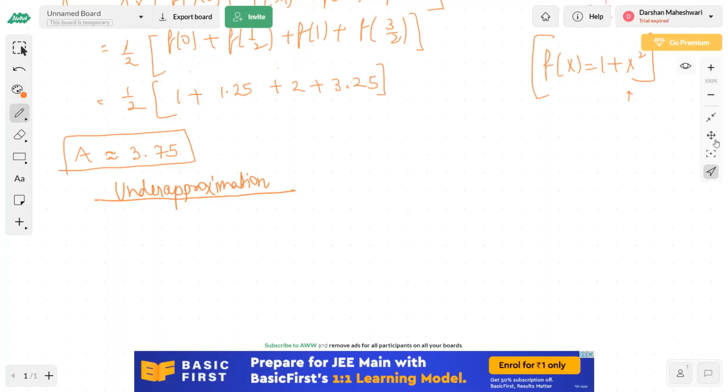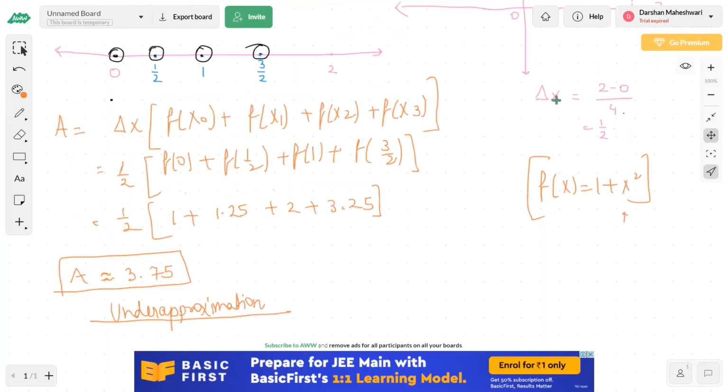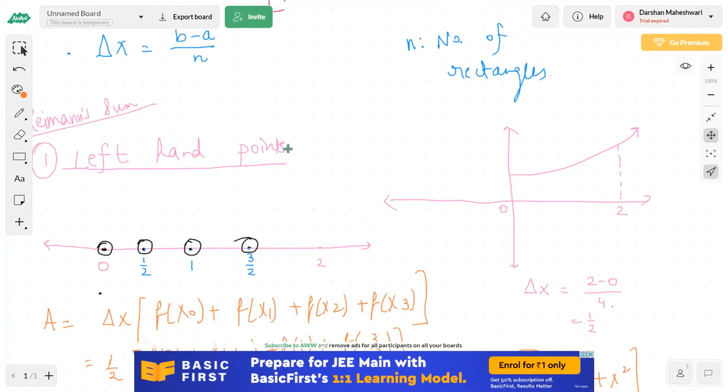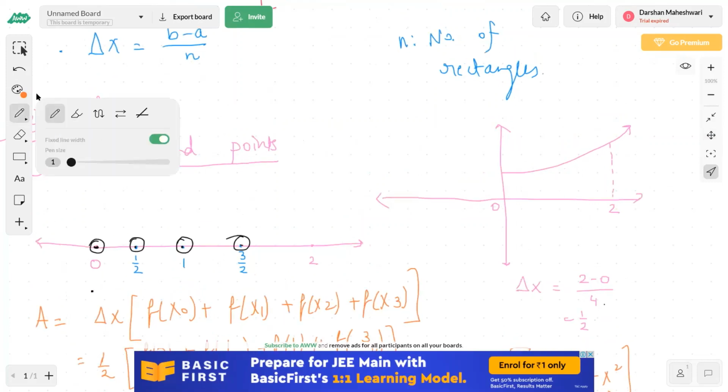Let's visualize what is actually happening over here. So the graph will help us to visualize. Let's first plot our points. So this is 1 over 2 here. This is 1 and this is 3 over 2. Absolutely fine. So let's write these terms as well.